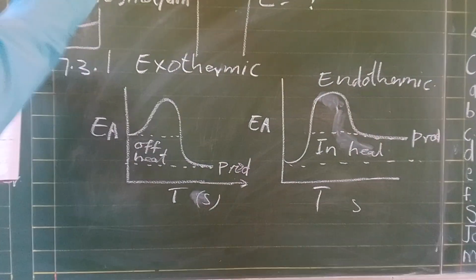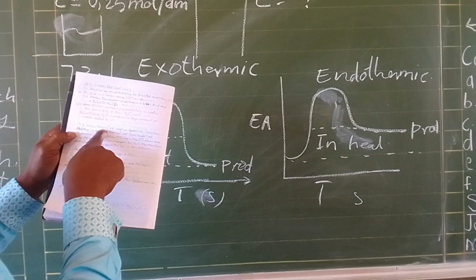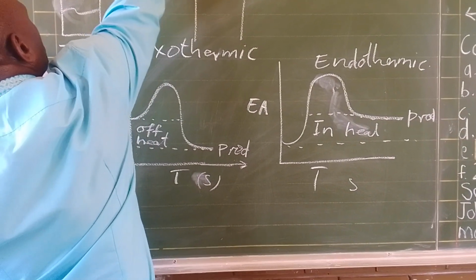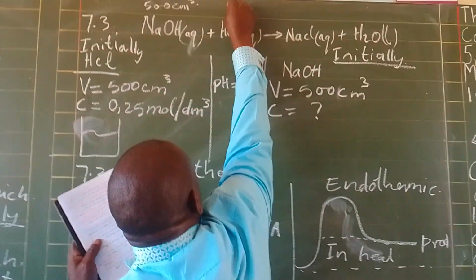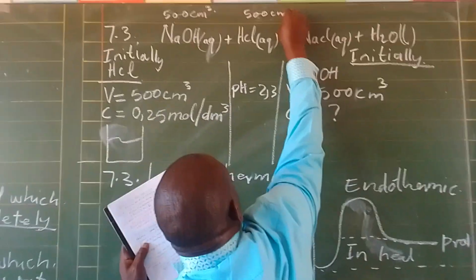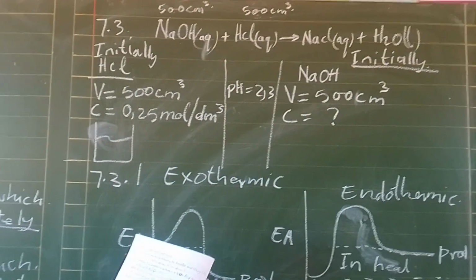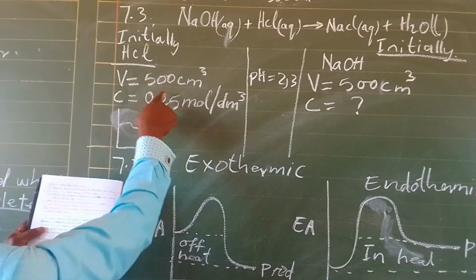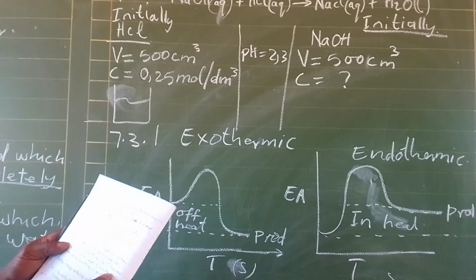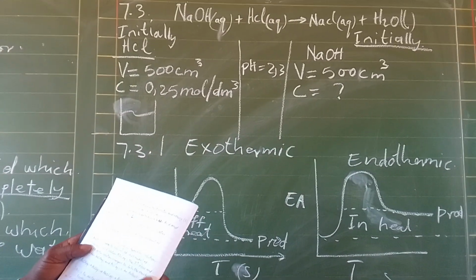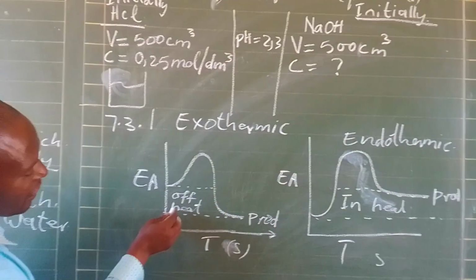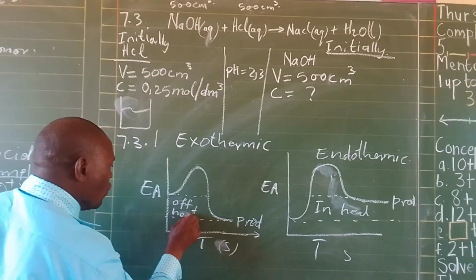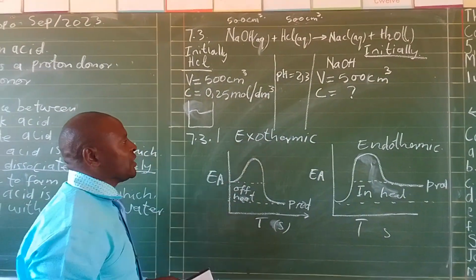Right. So if I read the statement here, they say when 500 cubic centimeters of sodium hydroxide, the volume is 500 cubic centimeters, is added to 500 cubic centimeters of hydrochloric acid, the concentration of hydrochloric acid is 0.25 mole per decimeter cubic. The temperature rises. The heat is given off. When you get the heat off, you must know that that reaction is exothermic.